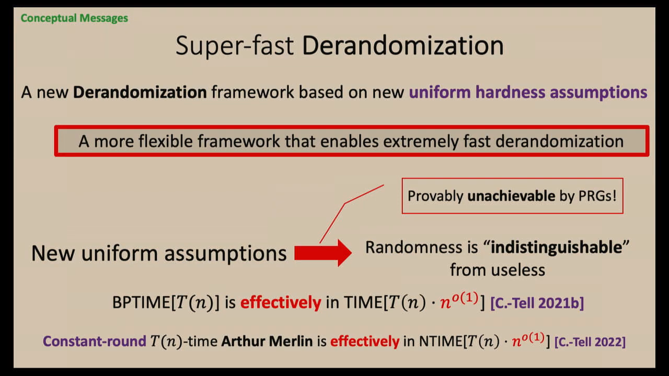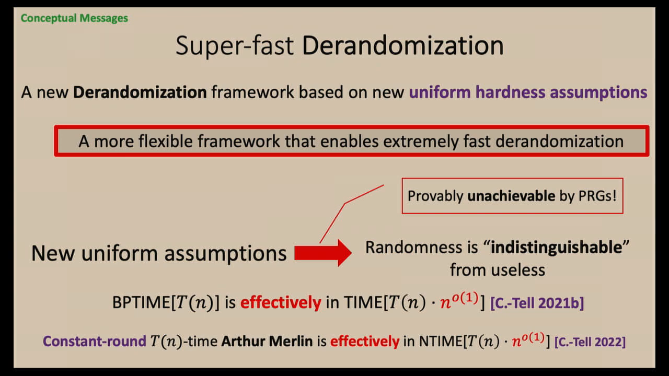And in our new work, which was just published this morning, we show that under very strong assumptions, we can make constant round T of n time Arthur Merlin proof systems effectively in non-deterministic T of n time with a polynomial overhead. And I'll explain what it means later in the talk.